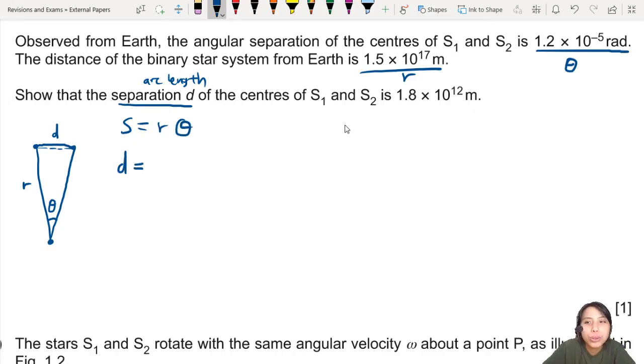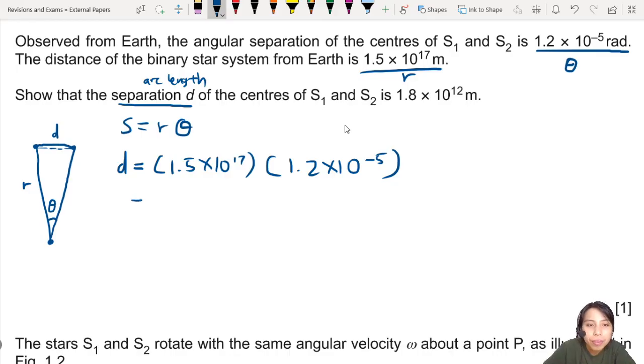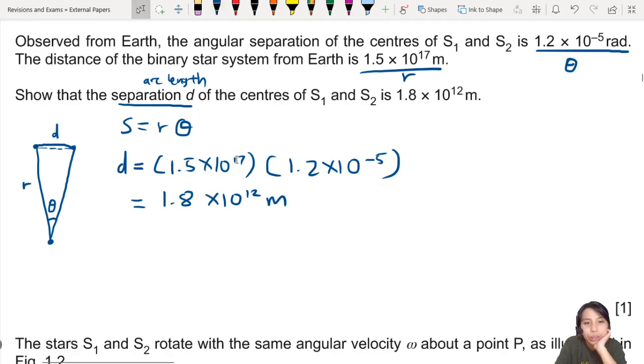So D equals R, the distance, 1.5 times 10 to the 17, times the angular separation in radians, which is 1.2 times 10 to the negative 5. There we go. Press our calculators. We should get 1.8 times 10 to the 12. This one's only 1 mark, so you don't get much. You show the working, you should be good.